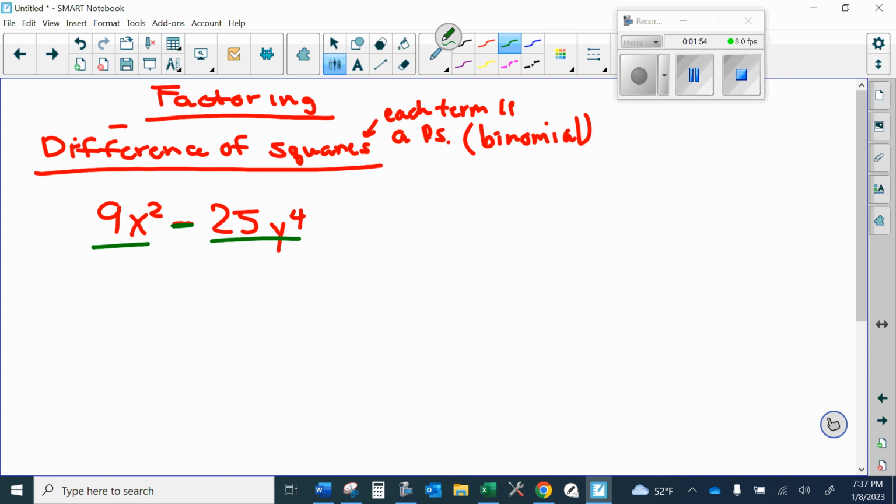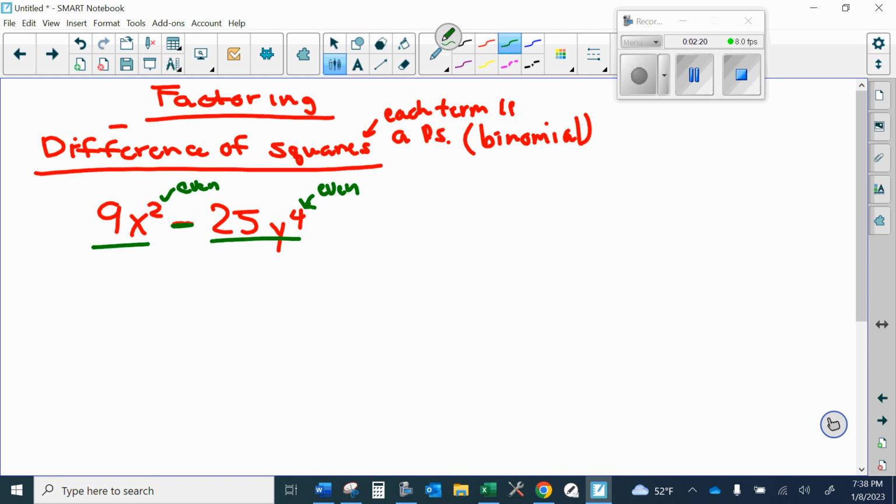Is that term a perfect square? 9 is a perfect square. X squared is a perfect square. 25 is a perfect square. Y to the fourth is a perfect square. The square root of y to the fourth would be y squared. You take half of the exponent, so it must be an even exponent. If it's even, then it's a perfect square. If it's odd, it can't be.